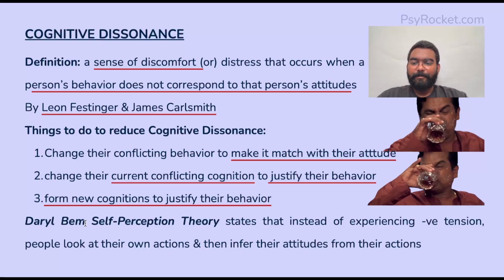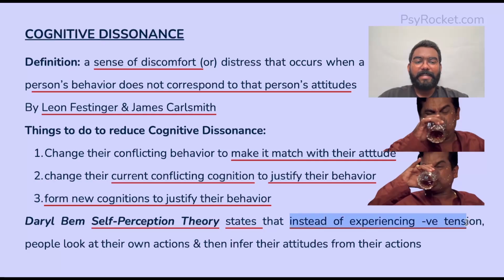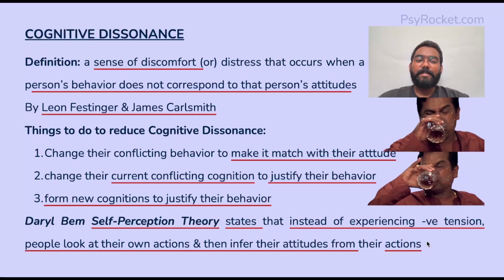And then there is the self-perception theory, which is one of the extensions of cognitive dissonance. It states that instead of experiencing negative tension, people look at their own actions first and then infer their attitudes from their actions. Individuals tend not to form beliefs and attitudes in the first place. First they perform their actions and then they infer their attitudes from their own actions. That is all about cognitive dissonance.